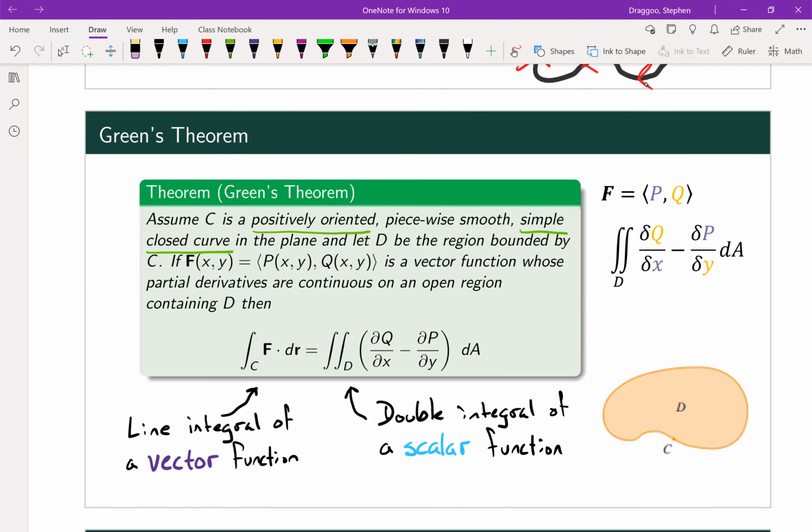So we take one last look at just the statement of Green's theorem. We're going to be relating the line integral of a vector function to the double integral of a scalar function. So some sort of vector function, which probably means a parameterization along the boundary curve C, relating it to a scalar function that just happens to be the partial derivatives of that vector function F, but that goes all the way through that area that we defined as D.